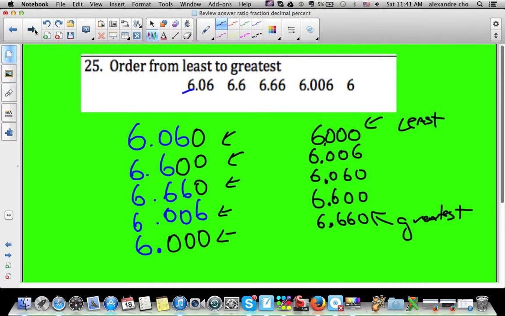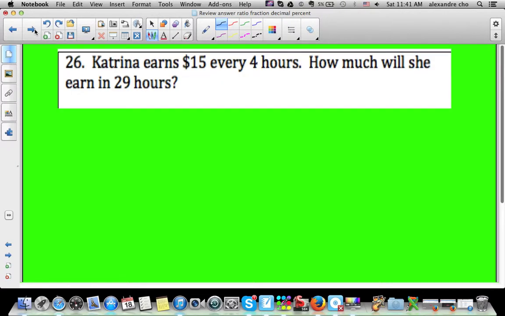Okie dokie. Let's see. Is there 26? Yes. Katrina earns $15 every 4 hours. How much will she earn in 29 hours? All right, so let's set it up. So here's our proportion that we want to set. We know that she makes $15 in 4 hours. You want to know how much she makes in 29 hours.